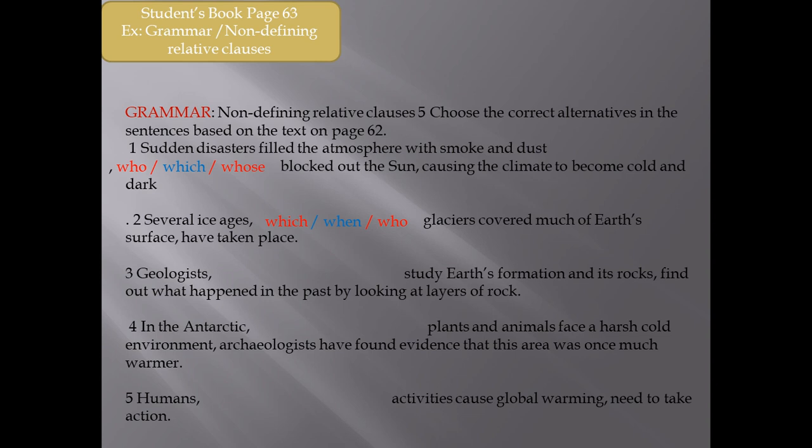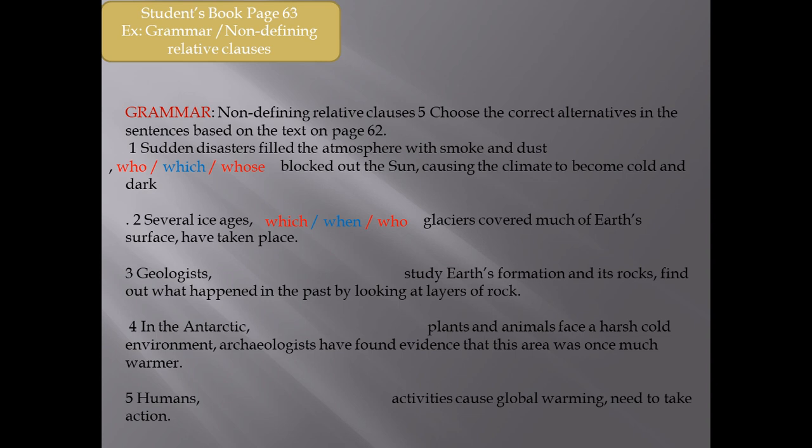Number two: several ice ages, and we have here which, when, and who. Glaciers cover much of Earth's surface have taken place. We talk about ice ages, which are a period of time, so the correct option here is when.